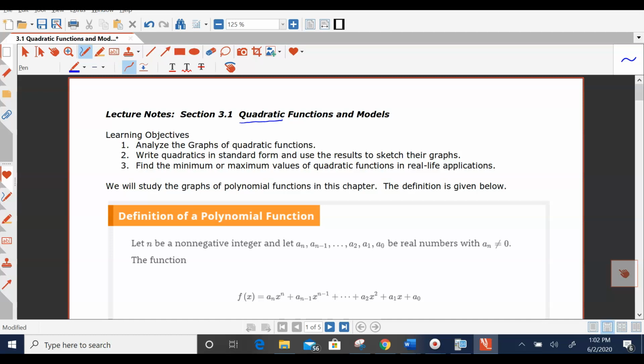So we're going to look at the graphs of quadratic functions. We're going to look at writing quadratics in standard form, sketching their graphs, and then working with the min or max of quadratic functions in real life applications. So let's look into a polynomial function, of which a quadratic function is a special type.